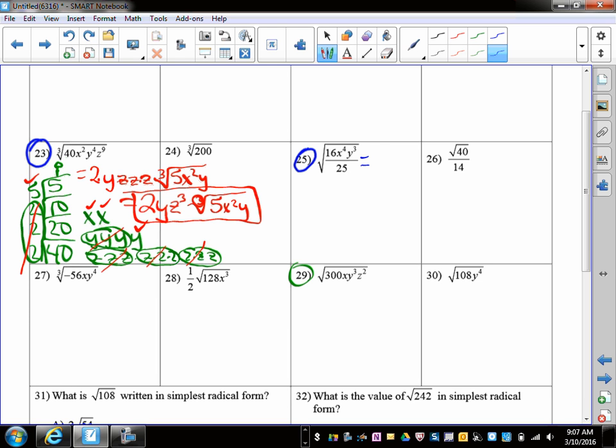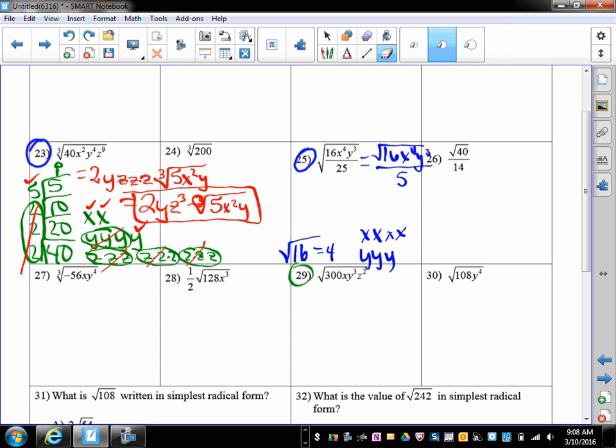So let's first break up my square root. 16x to the 4th, y cubed, over square root of 25. So it'll be 4. Okay, so Jason just said the square root of 25 is 5, so we can go ahead and have 5 there. We've got to break down our top, though. We know square root of 16, don't we? Yeah, square root of 16 is just 4. But we do need to break down our x to the 4th and our y cubed. So x times x times x times x, y times y times y.